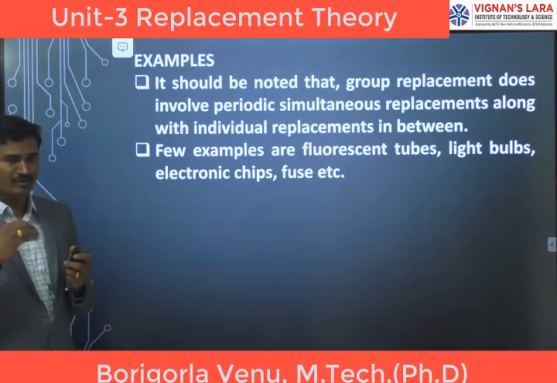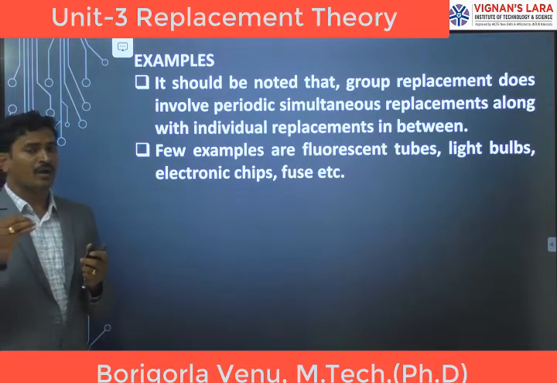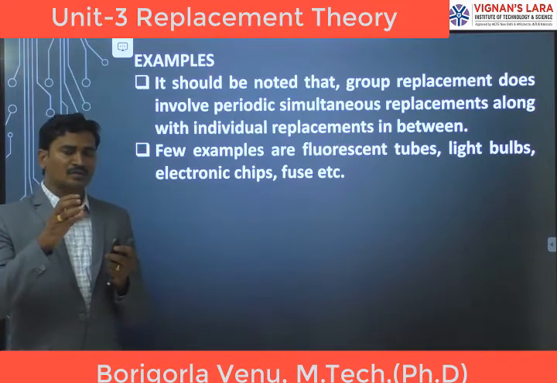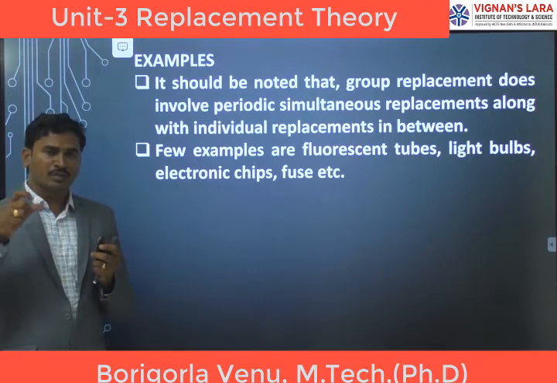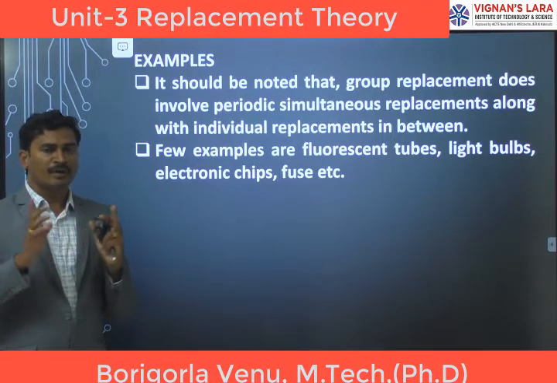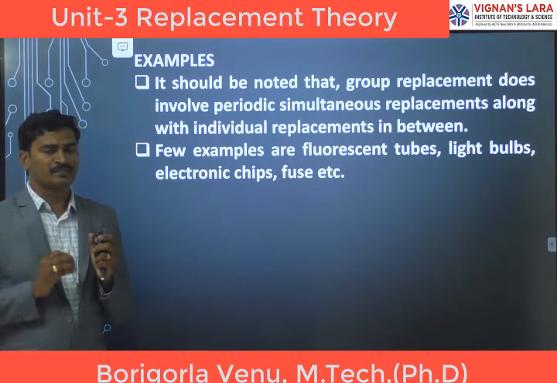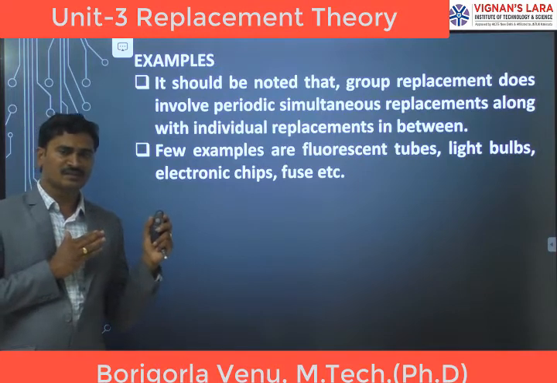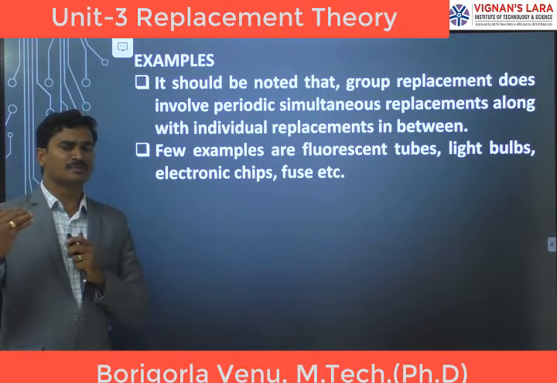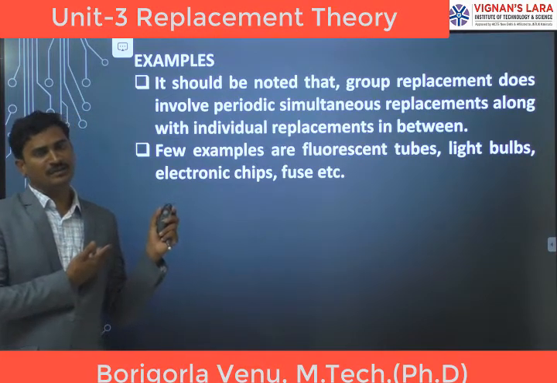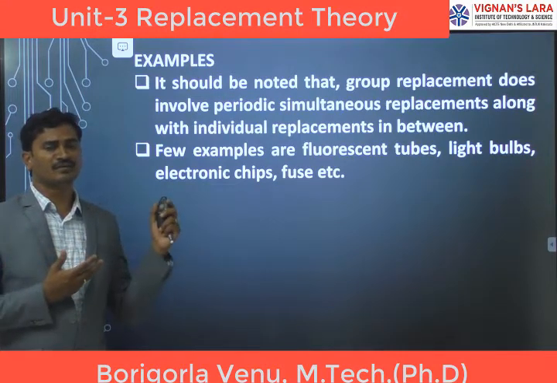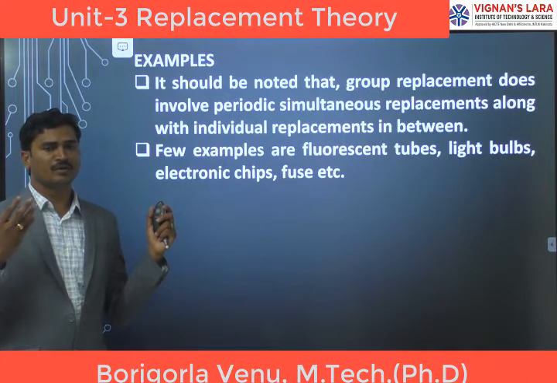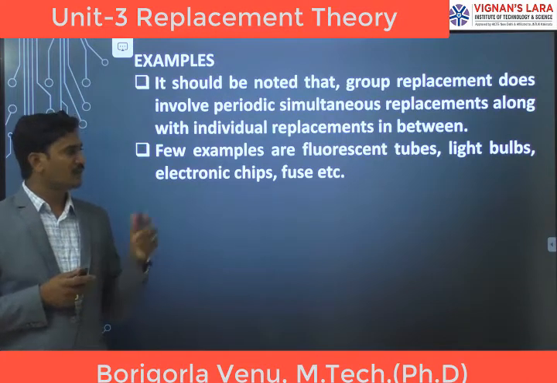When we are replacing that item, we have to check the cost of the replacement. Similarly, we have to check the group replacement cost also. By comparing those two, we choose the best one. If the individual cost is cheaper compared to the group replacement, we go for individual replacement. Otherwise, if the group replacement cost is better than individual replacement, we simply take group replacement for those items.